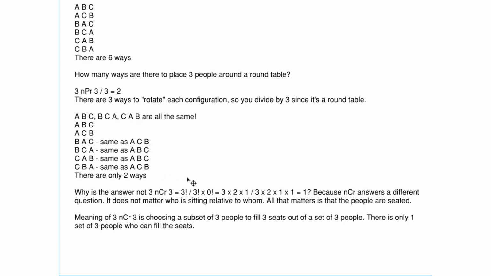And when you look at the combination formula, why is the answer not 3 nCr 3? Well, let's calculate this out and see what it is. It's 3 factorial divided by 3 factorial times 0 factorial, which is equal to 1.